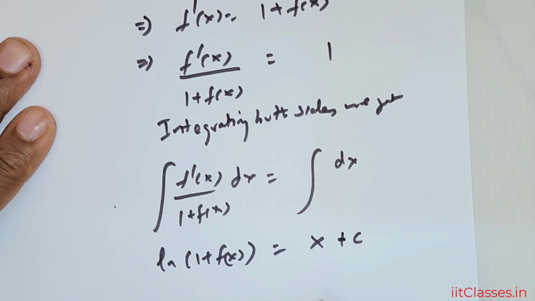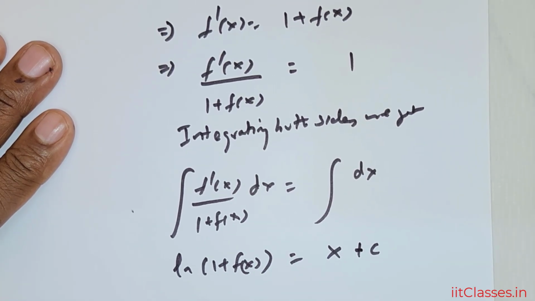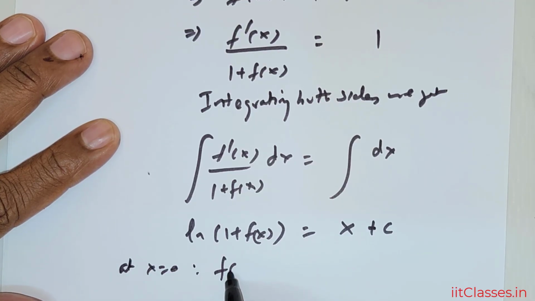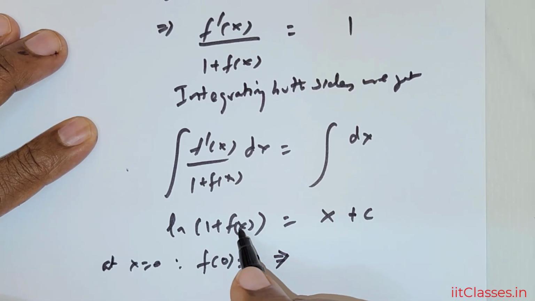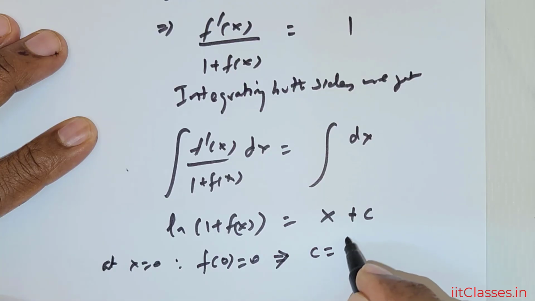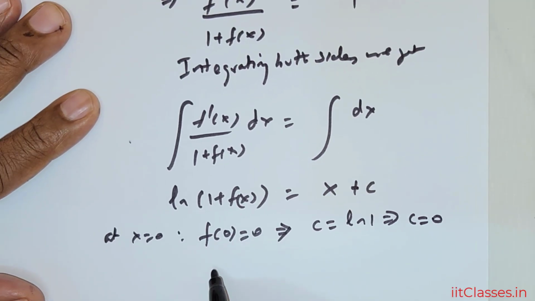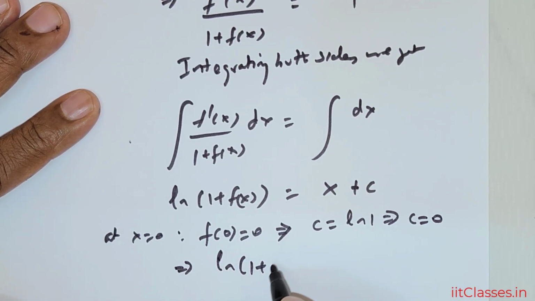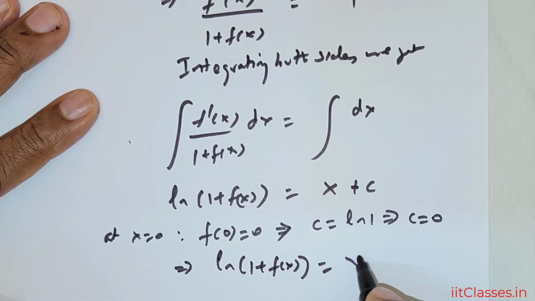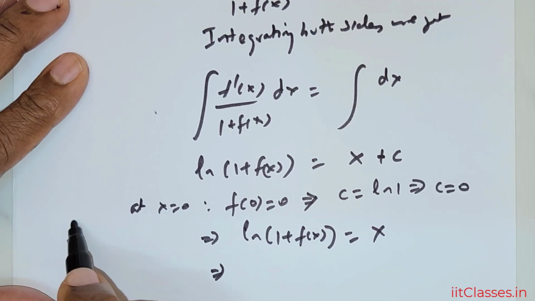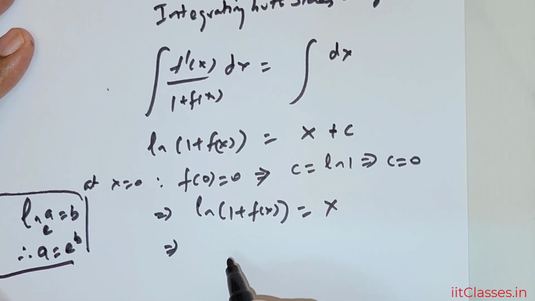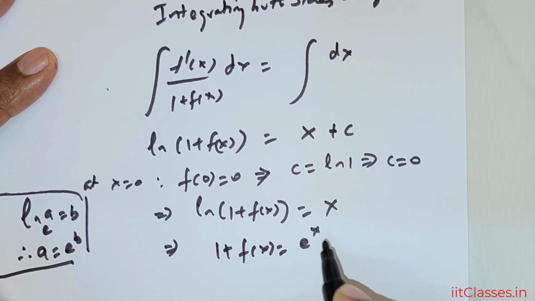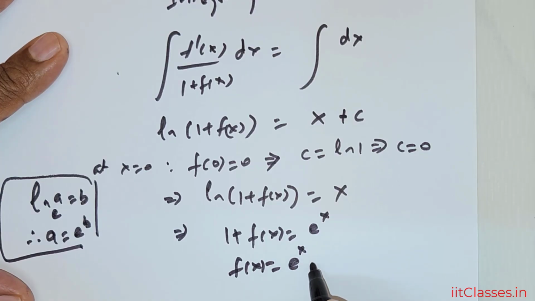Okay, so now we will have to solve this. And how are we going to do that? At x equal to 0, we have already got f(0) equal to 0. So this in turn would mean this is 0, this is 0 + 1, which is ln 1, which means c is equal to 0. So ln(1 + f(x)) is equal to x. I'm going to utilize this formula: if ln a to the base e is equal to b, then a is equal to e raised to the power of b. So 1 + f(x) is equal to e^x. From here, f(x) is equal to e^x - 1.